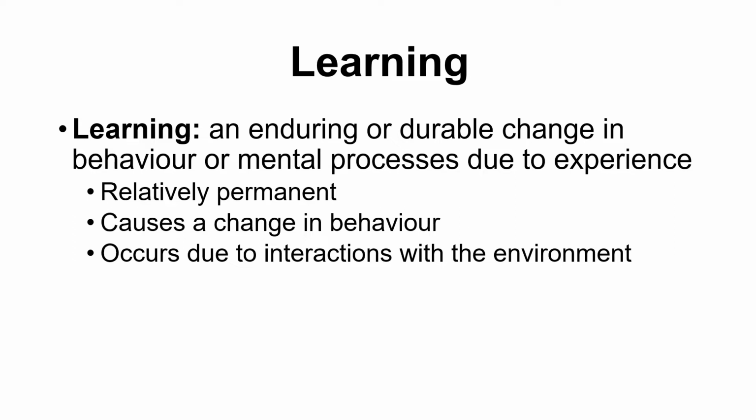So we can talk about learning as an enduring or durable change in either our behavior or mental processes due to experience. So the key points here are that learning is something that's relatively permanent. We're going to be able to remember what we've learned, and it's going to persist. That change in behavior will persist for a fairly long period of time. It's going to cause a change in behavior, maybe a change in our mental processes, the way that we think. So basically, we are changing what we know. And it's going to occur due to experience or interactions that we have with the environment.